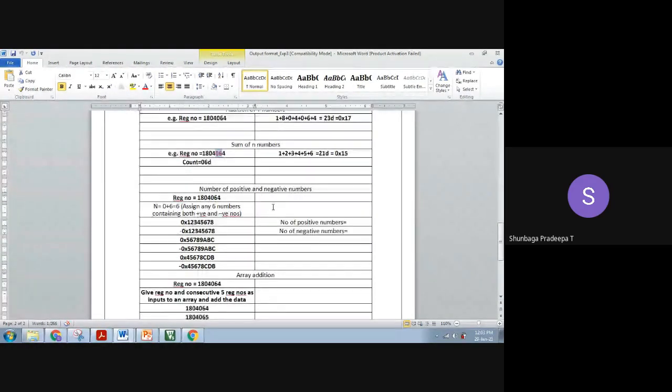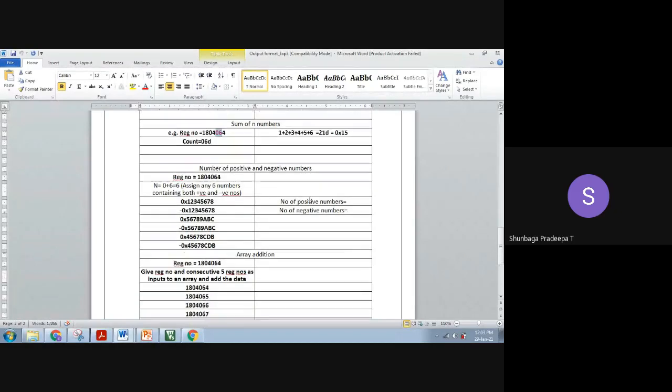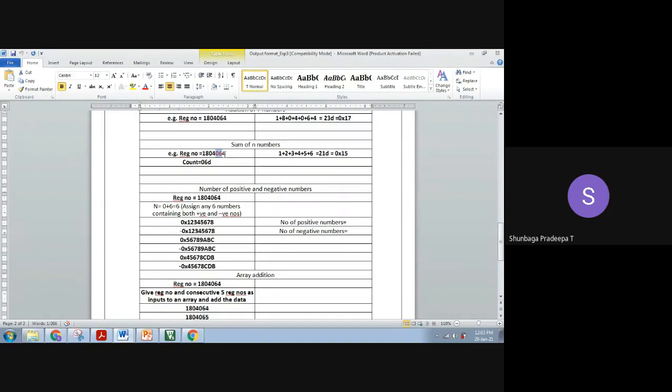Next, for the number of positive and negative numbers, you can assign any 6 numbers containing both positive and negative numbers. The number of elements you have to assign depends on the 5th and 6th digit. So you add these two digits. You have 5th and 6th digit, 0 plus 6. So you assign 6 elements.